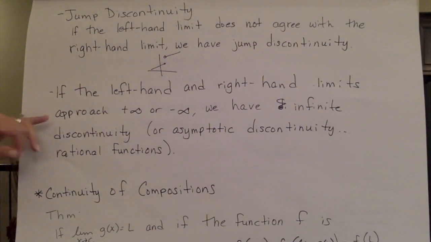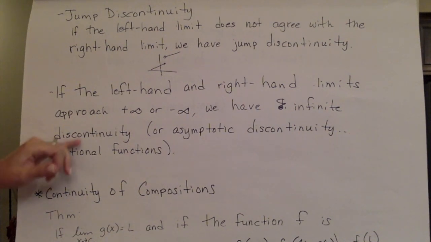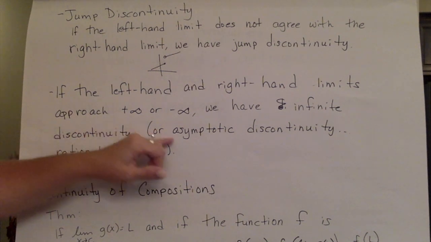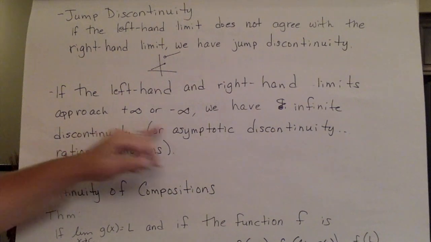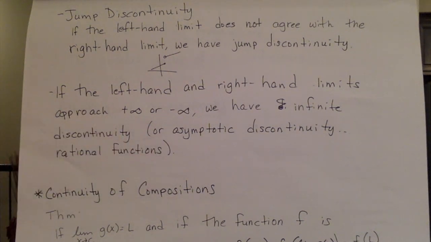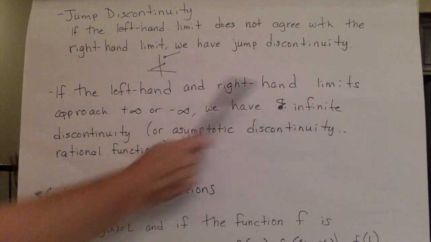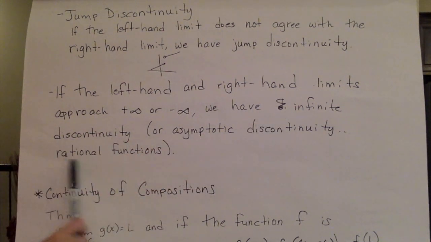And then lastly, if the left-hand limit and the right-hand limit approach positive or negative infinity, we have what's called infinite discontinuity, or that's also called asymptotic discontinuity. You'll see it called different things in different textbooks. So it's either called infinite discontinuity or asymptotic. And again, think back to when we talked about rational functions, we might have that.